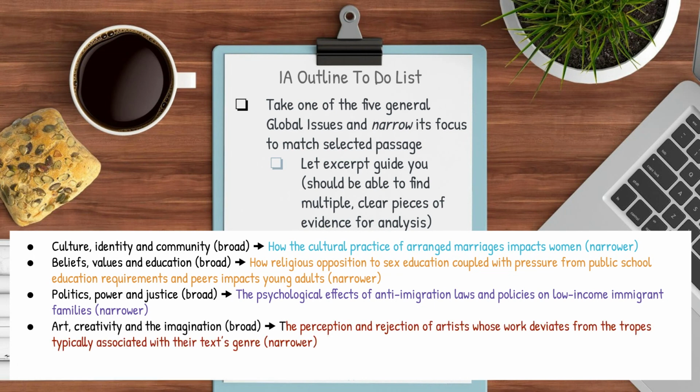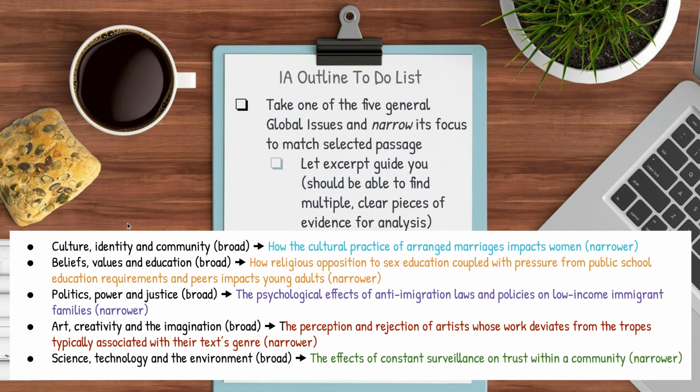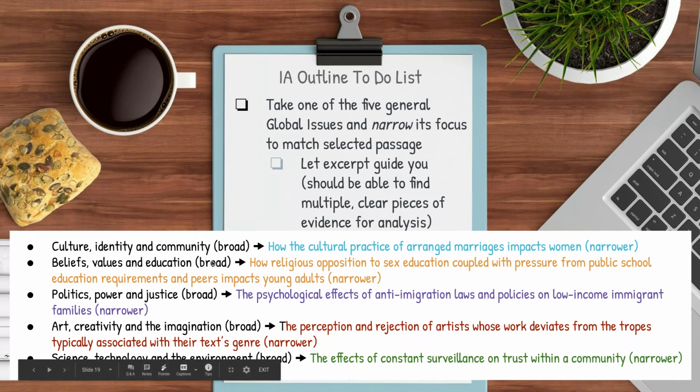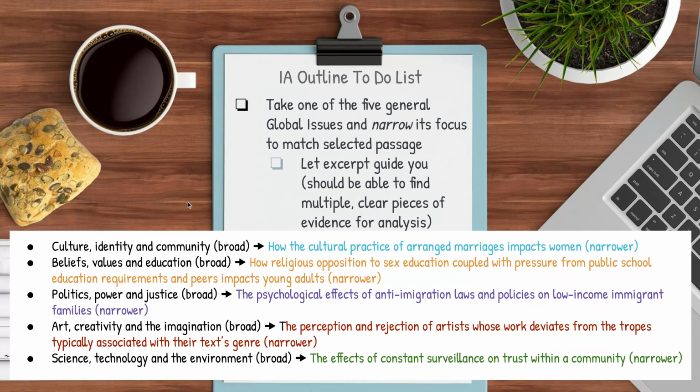For art, creativity, and the imagination, I might narrow the focus to the perception and rejection of artists whose work deviates from the tropes typically associated with their text genre. And for science, technology, and the environment, I might narrow my focus to something more like the effects of constant surveillance on trust within a community. Okay. These are obviously not the only ways that you can narrow these broad global issues. I just wanted to give you some examples for each of those.